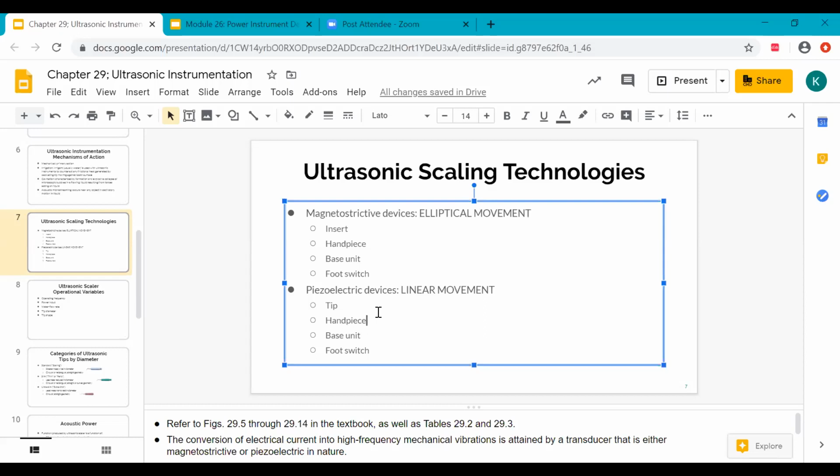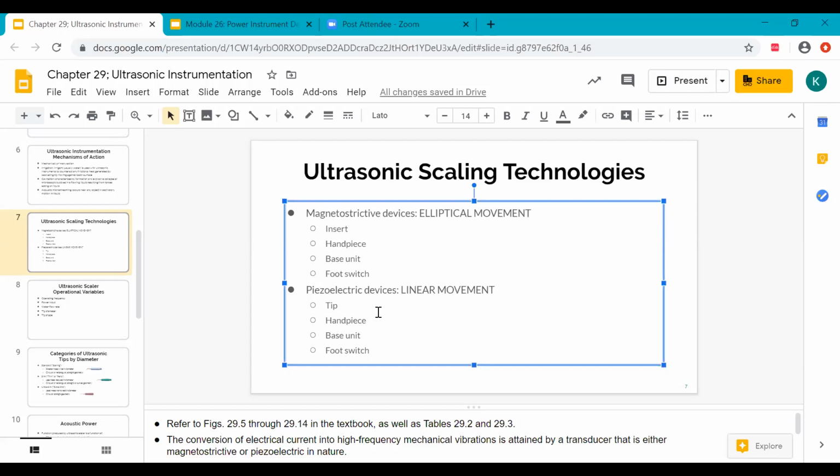So here are the pros and cons of that. With the piezo, it is a little bit easier for our minds to grasp a linear movement, because that's what we're using with our hand instrumentation, right? We're using mostly linear strokes. We're not moving it in an elliptical manner, because that would be impossible with our hand instruments.